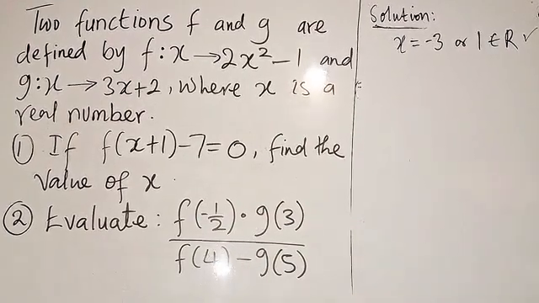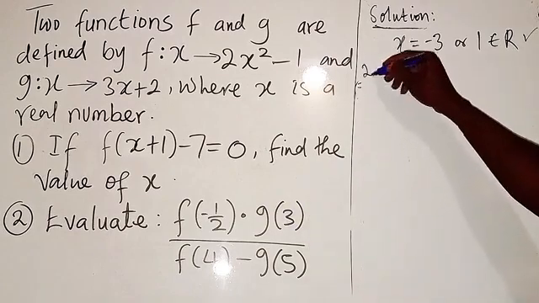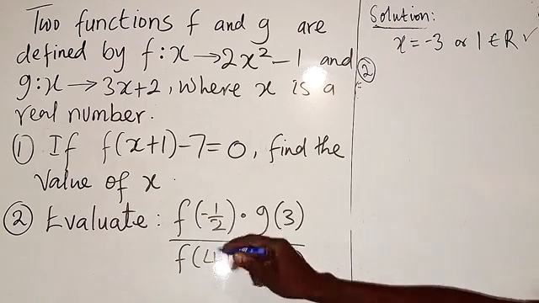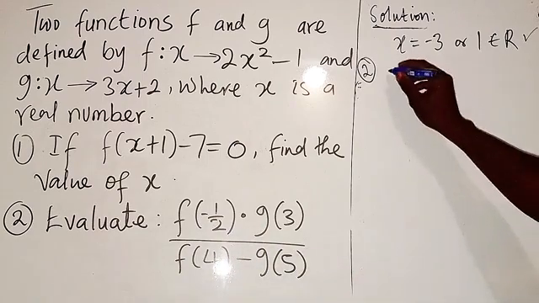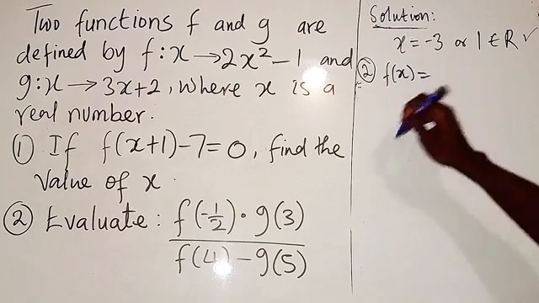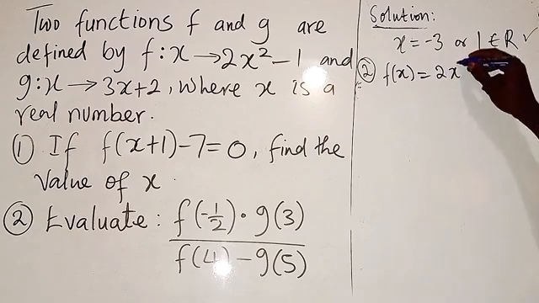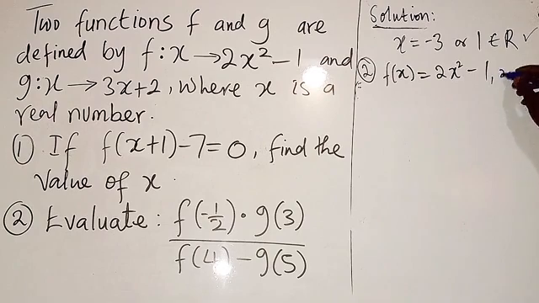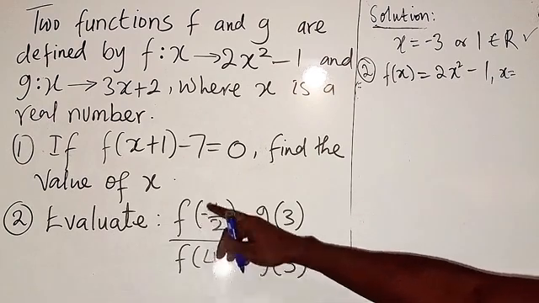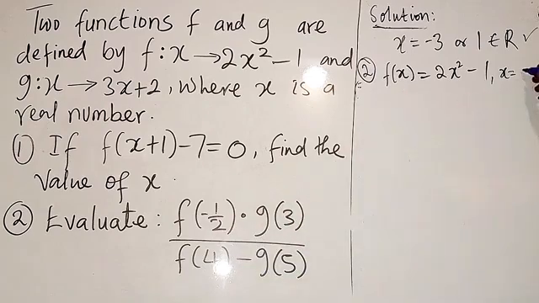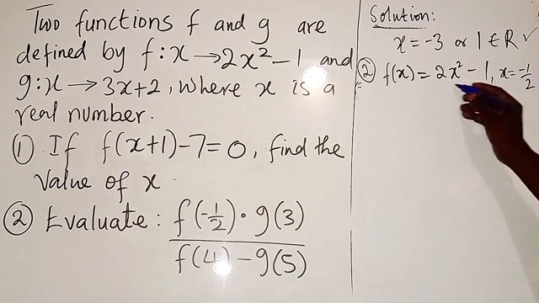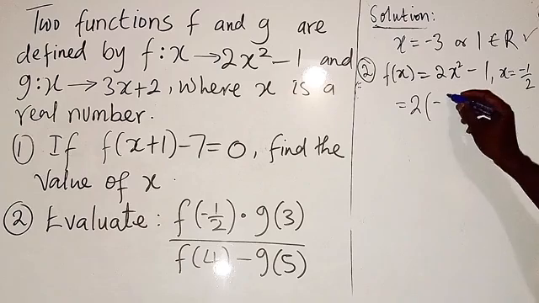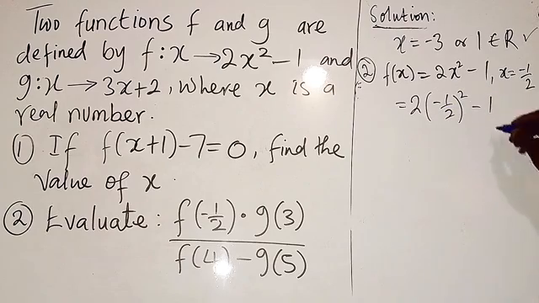So now we go to the second problem, number 2. Now the question says evaluate f of minus 1 over 2. So now we know that f of x is equal to, according to what we have here, 2x squared minus 1. So what we need to do here is that anywhere you see x, because this minus 1 over 2 represents x here. X will be minus 1 over 2. So now put minus 1 over 2 into this, that is substitution. You have 2 into bracket, minus 1 over 2 all squared, then minus 1.